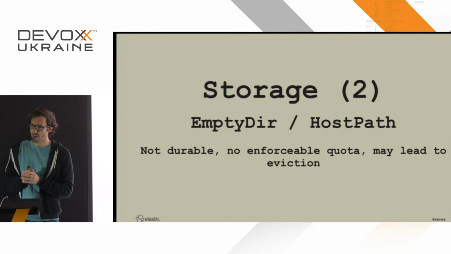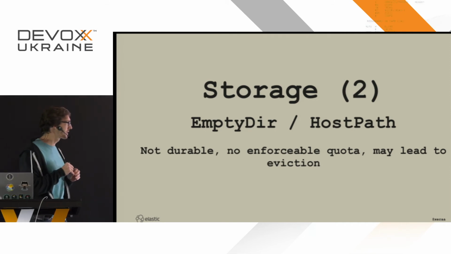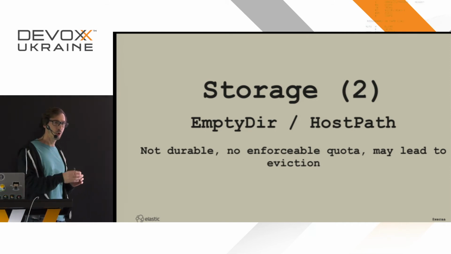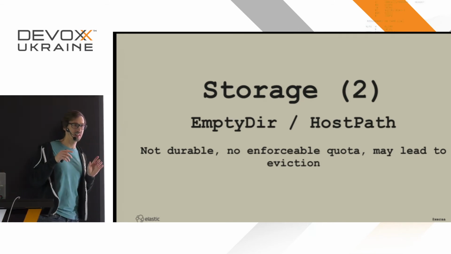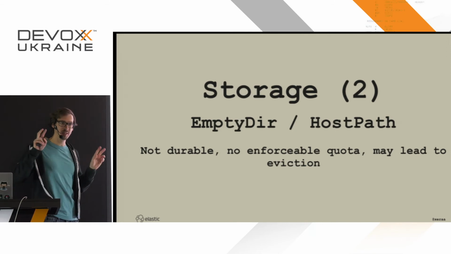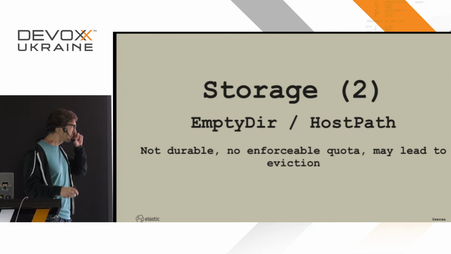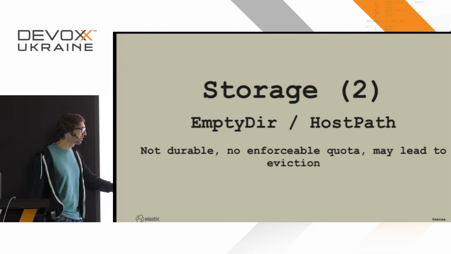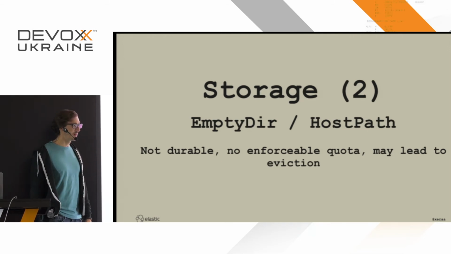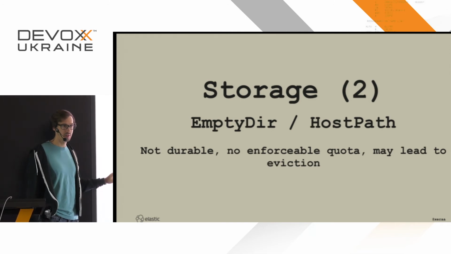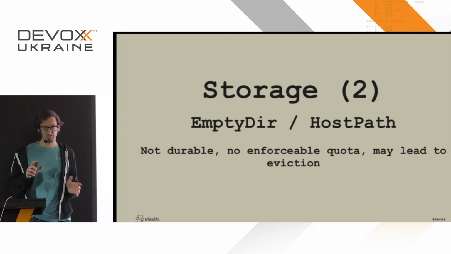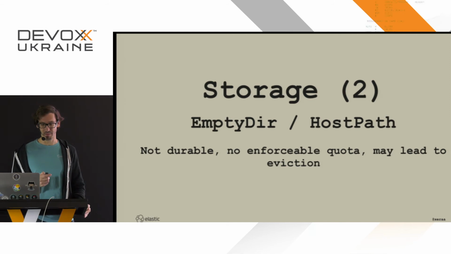You could also use something called emptyDir or hostPath. This is basically just local data, and if the node dies, the data is gone. That is mostly for demos, or if you have data that is easily recreated or more or less a cache, then you can use that, but it's not durable, quotas might not be enforced, and you could over-allocate, and then it might get evicted. So those have some trade-offs. They're simpler, but probably don't use them for any relevant data.